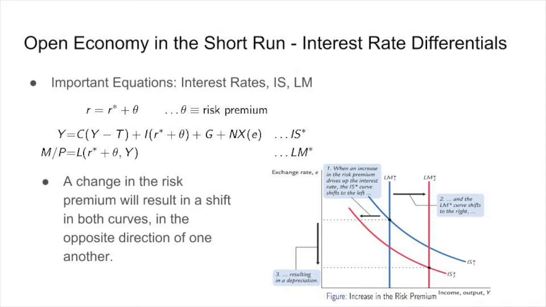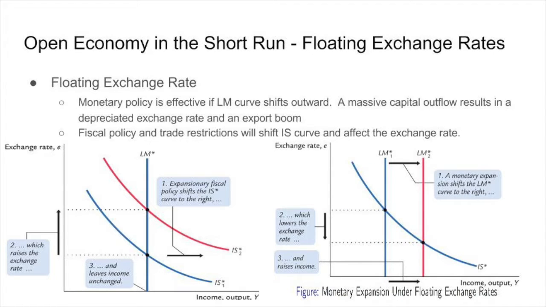thus resulting in a depreciation of the exchange rate. Moving forward, in the scenario of a floating exchange rate, monetary policy is effective if the LM curve shifts outward. Additionally, a massive capital outflow results in a depreciated exchange rate and an export boom. Also, fiscal policy and trade restrictions will shift the IS curve and affect the exchange rate as well, as shown in the two figures below.